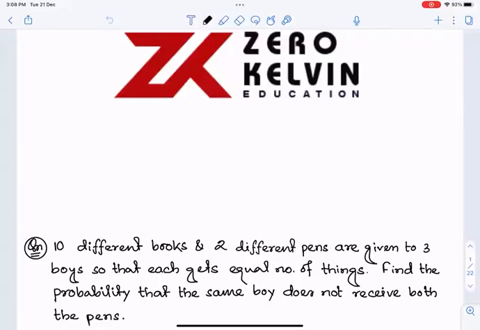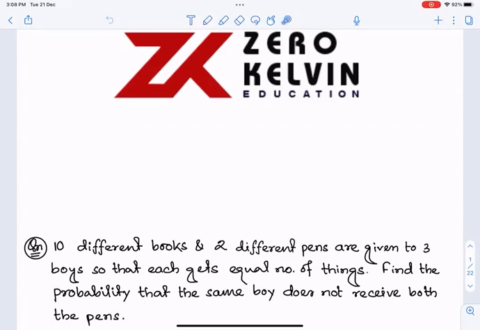So the first problem of probability exposure is: 10 different books and 2 different pens are given to 3 boys so that each gets an equal number of things. We need to find the probability that the same boy does not receive both the pens.